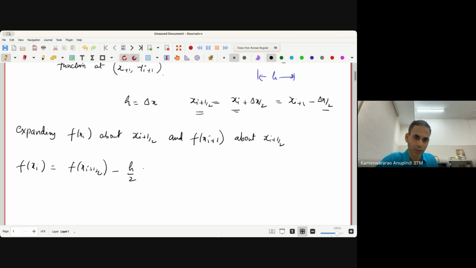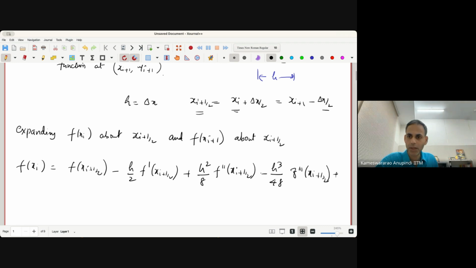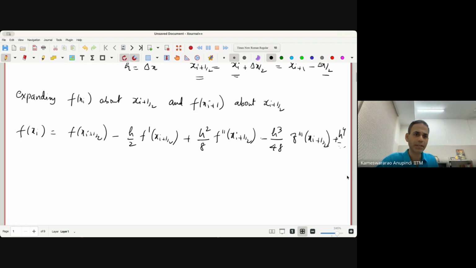Then it's going to be h by 2 f prime xi plus half, plus h square by 2 factorial, that means h square by 4 times 2 factorial. It's going to be h square by 8 f double prime xi plus half, plus or minus, because this is the third term, minus h cube by 3 factorial, that is 6, 2 cube 8. So this is going to be 48 f triple prime xi plus half, and then plus h power 4 by something and so on. So that is the expansion of f of xi about f of xi plus half.